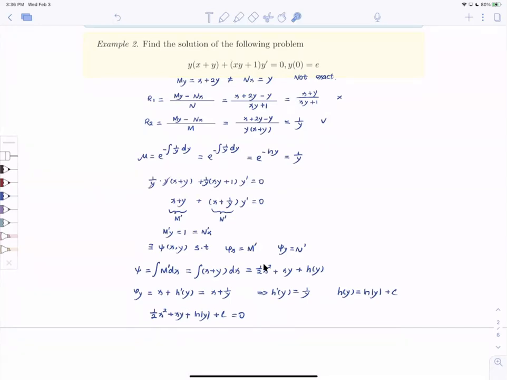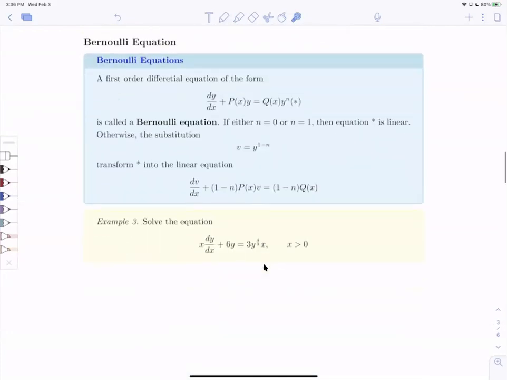Okay, next topic is the Bernoulli equation. It's basically the same as before when we had substitution, right? Except you need to do extra steps. The definition here might look pretty ugly, but once we do the question, it should be pretty simple. So I'll give you some time to work on example 3.